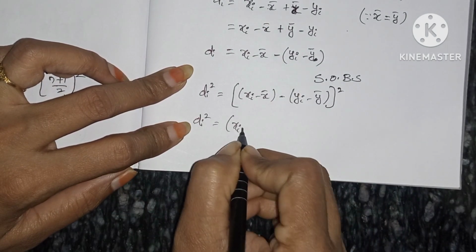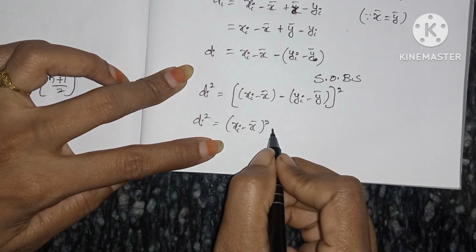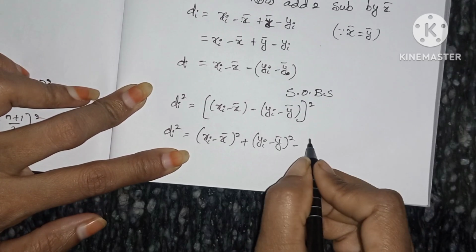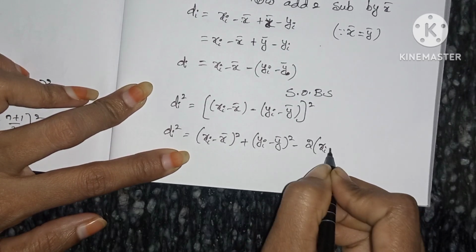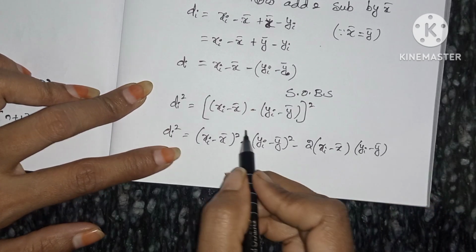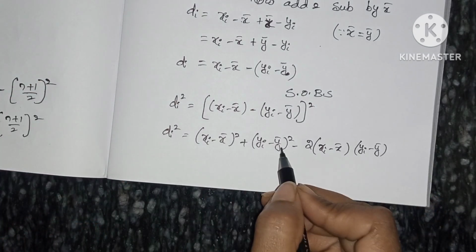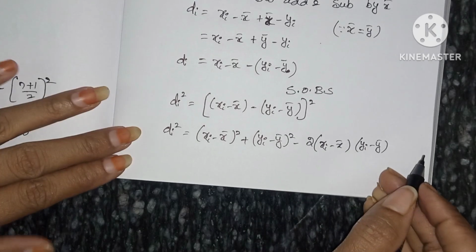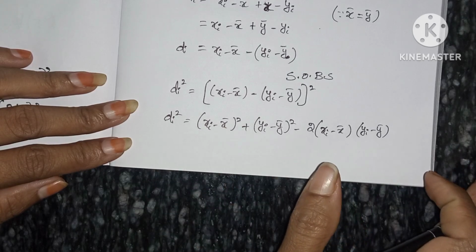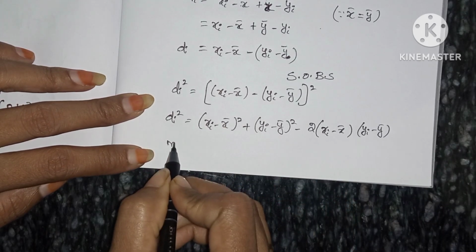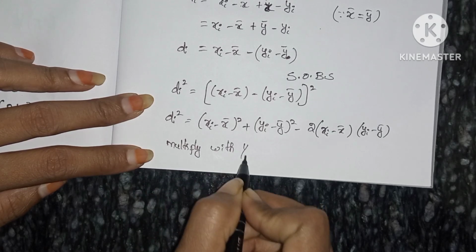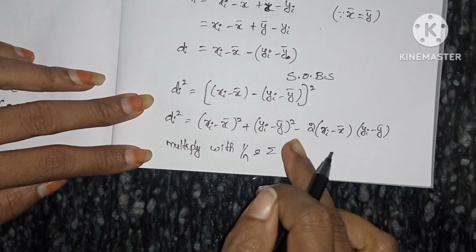xi minus x bar square plus yi minus y bar square minus 2 into xi minus x bar into yi minus y bar. So this is in the form of the a minus b whole square formula: a square plus b square minus 2ab. Okay. So now what we have to do is divide the whole equation with 1 by n, and take the summation for this equation.